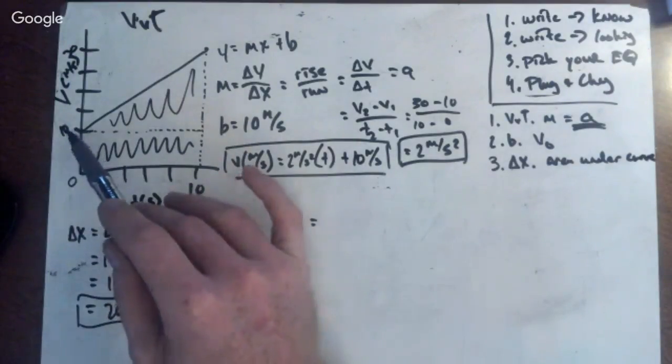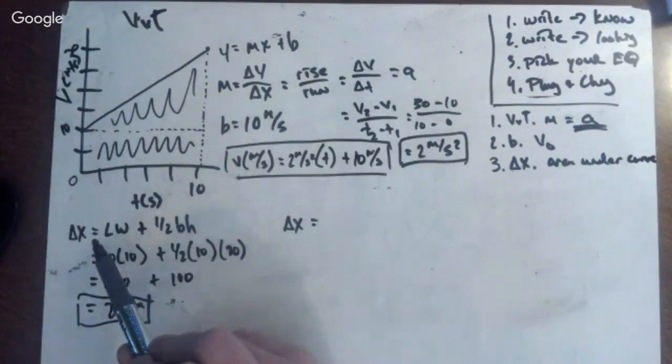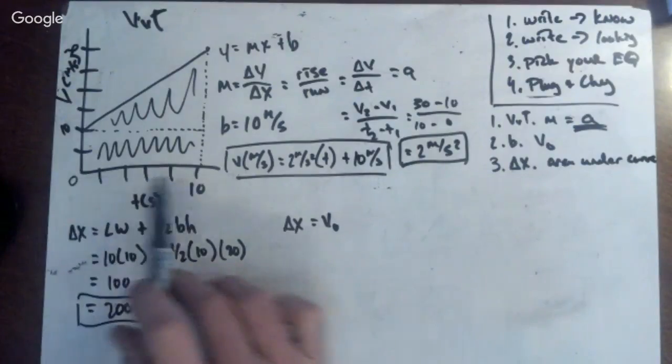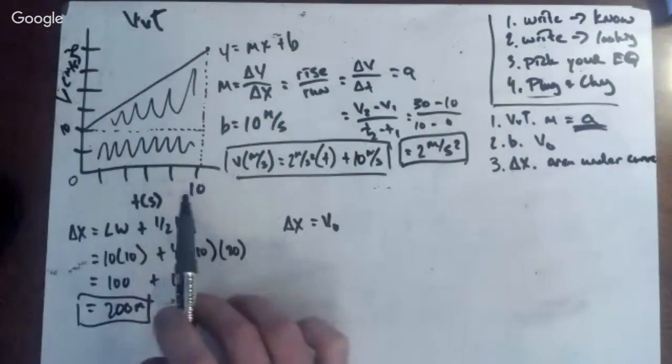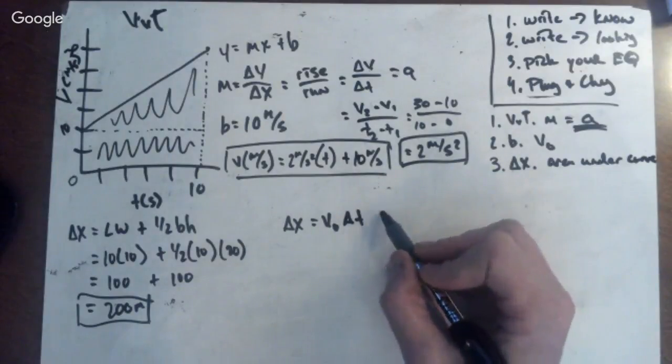So we already said that this 10 over here was our initial velocity. We called that our length over here. So let's go ahead and write that in as V0. Now our width right here was our change in time. So let's write that in as delta t.